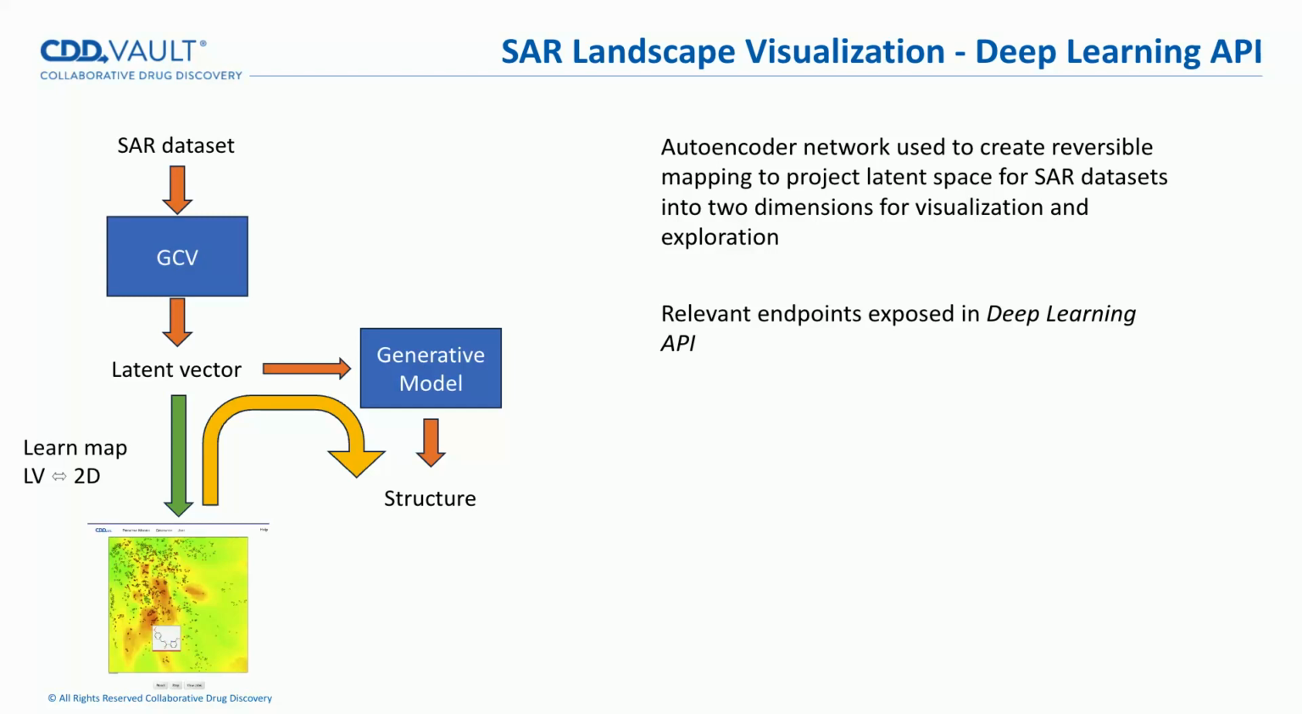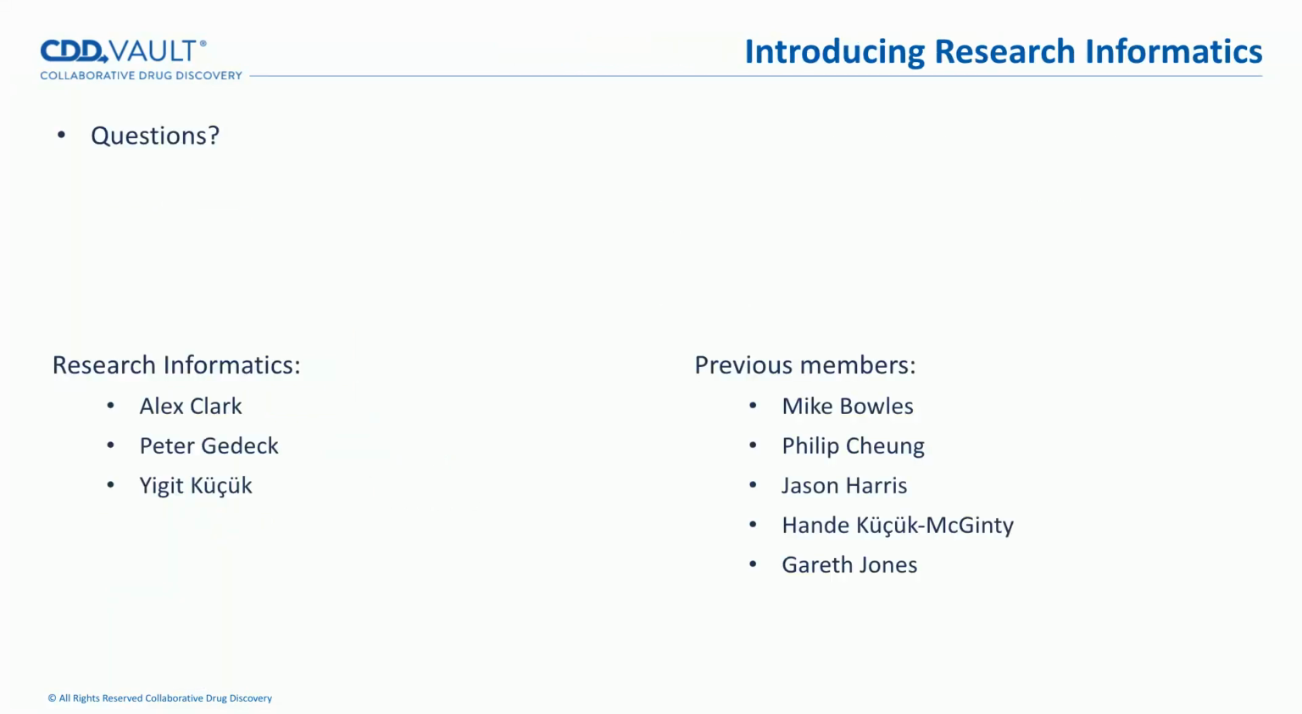Final one, we also looked into mapping that vector, which is a high-dimensional vector, down to a 2D representation, so we could then represent our SAR dataset in a little map. For a smaller SAR dataset, that's relatively feasible, and then you can visualize it. And that gets me to the end. Are there any questions?